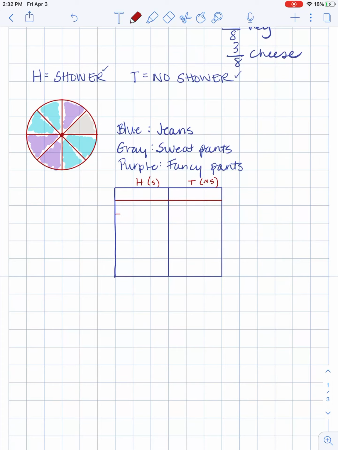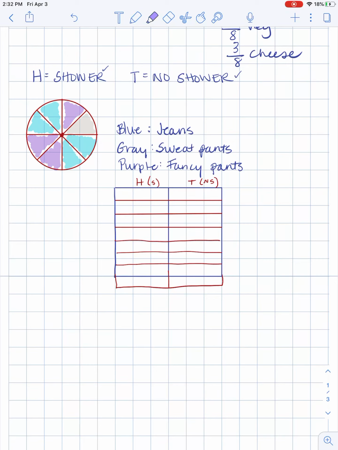So 1, 2, 3, 4, 5. That is sevenths. That is annoying. We're going to pretend like that is just perfect, okay? So it's now been broken into eighths, and let's go ahead and make it match.